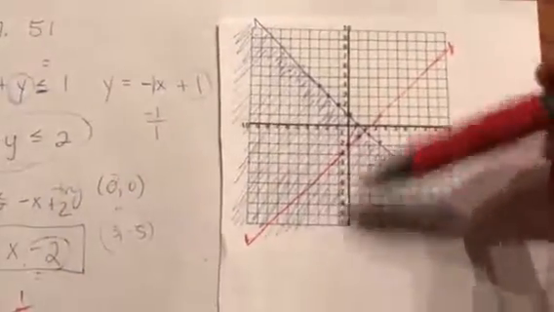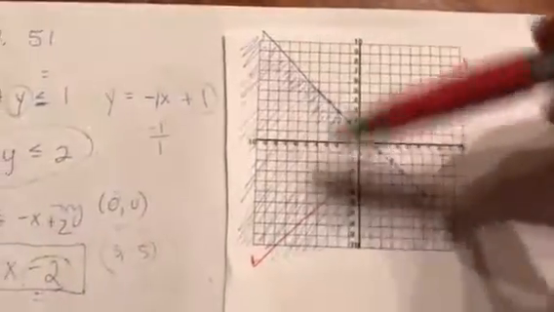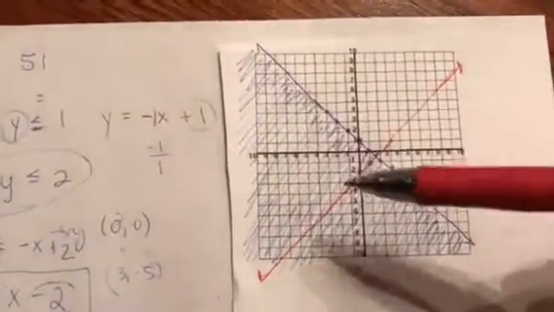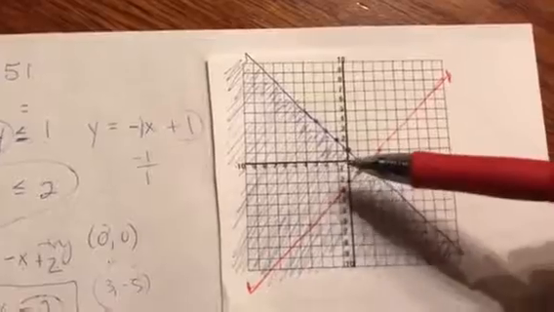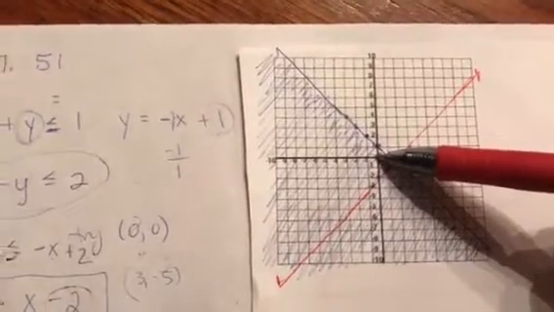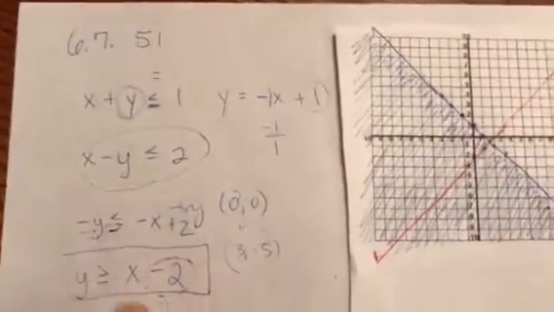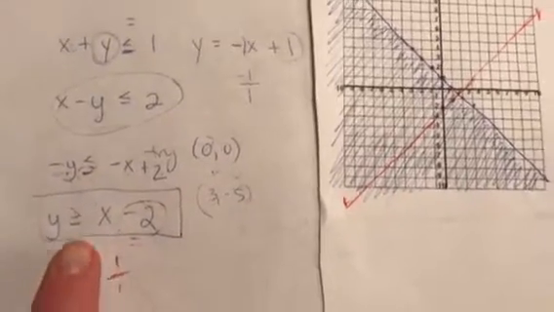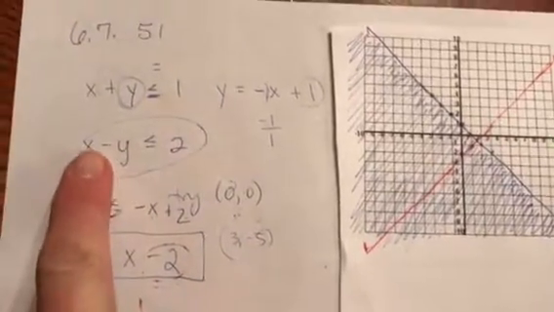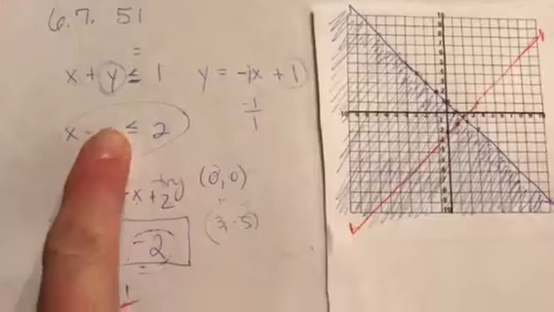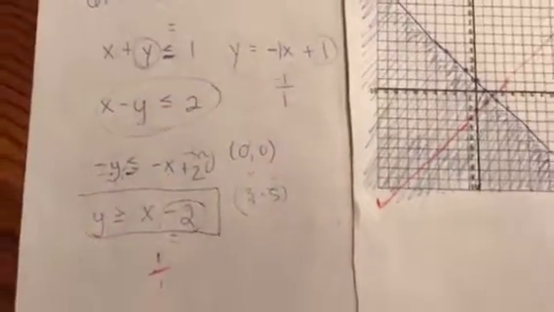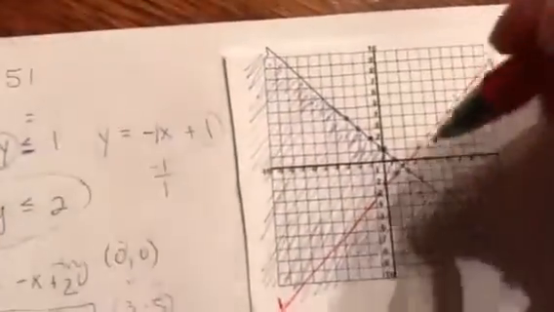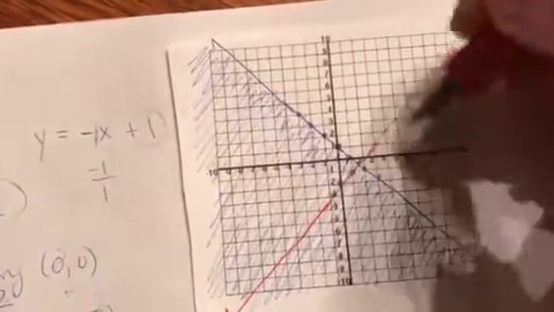I'm either going to shade below the line or above the line. So let's look at this. I would probably try 0, 0 again. It's above the line, so let's try it. If I plug it in, where's my original equation? There it is. Is 0 minus 0, which is 0, less than 2? Yeah, it worked. Cool beans, and it was above the line. So that means I would shade everything above the line.